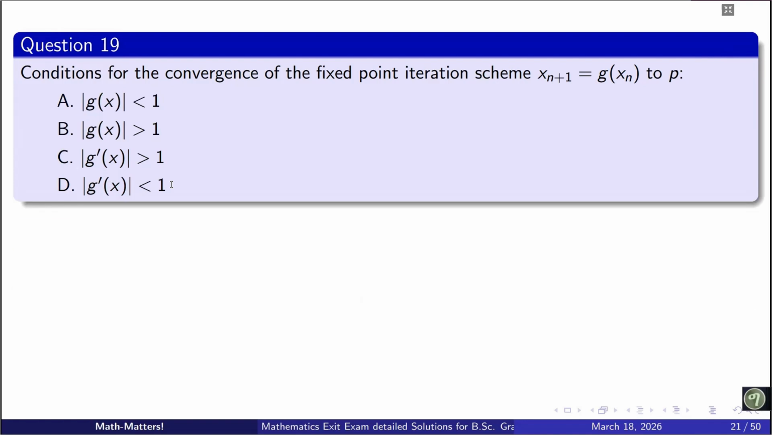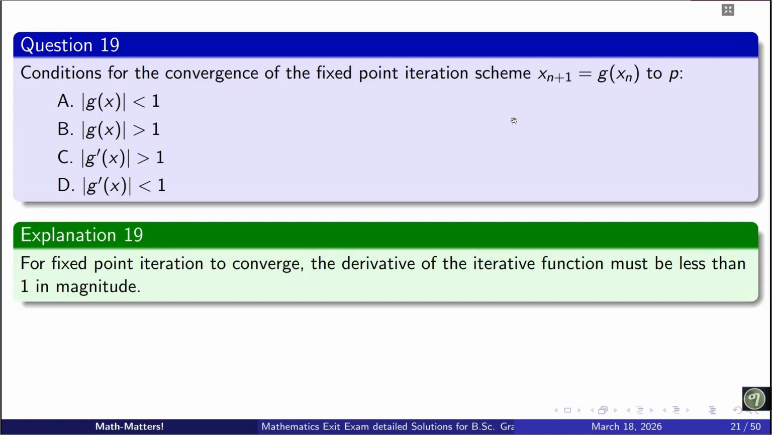We know that for a fixed point iteration to be convergent, or simply to converge, the derivative of the iterative function, the iterative function in this case is g of x_n, or simply g of x, must be less than 1 in magnitude. So the alternative which satisfies this condition is simply the magnitude of g derivative of x, whenever g of x is the iterative formula for this method, so that the answer is D.